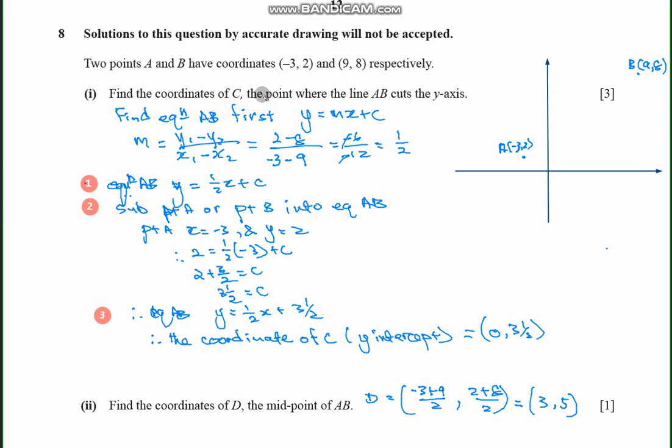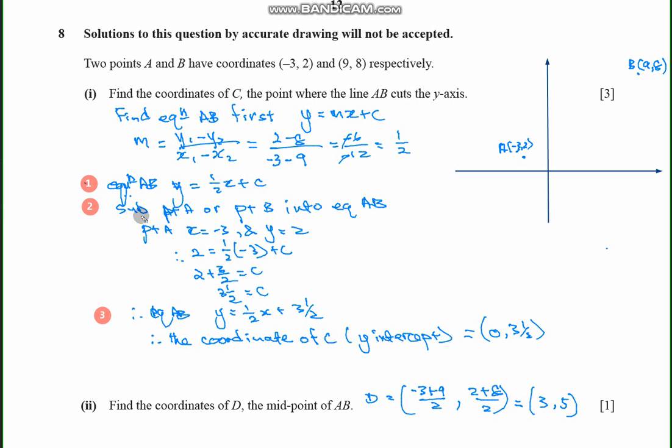Find the coordinate C, which is the coordinate whereby the line AB cuts the y-axis. In other words, it's asking you to find the y-intercept of AB. So start up with finding the equation of AB. What you have to do is find the gradient since 2 points are given. Using the standard formula, you find that m is half. Therefore, your equation AB becomes y equals half x plus c. But c is still unknown, which is the y-intercept.